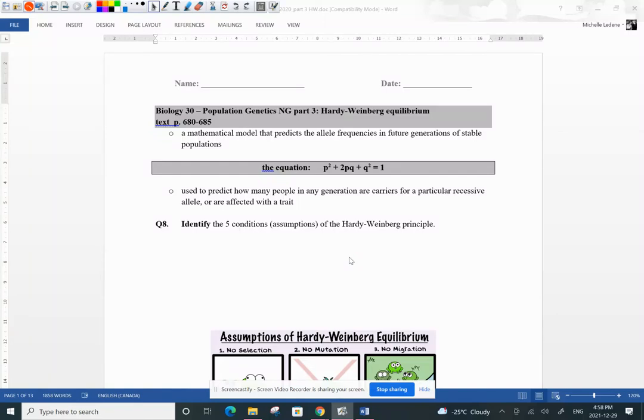Today we are talking about the Hardy-Weinberg equilibrium. So you'll need your population genetics notes guide. And Hardy-Weinberg is this mathematical model, kind of like how a map of the Earth is a model, right? It's not perfect, but it gives us a way to make predictions about things. And so we can actually predict the frequencies of alleles in a population.